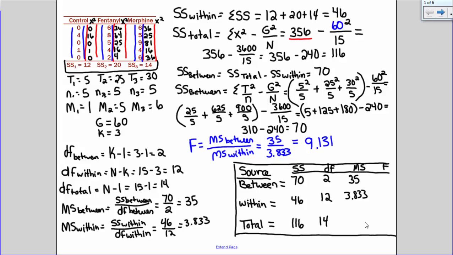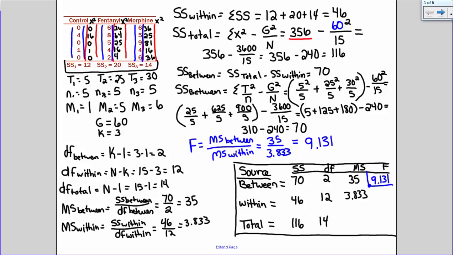So the differences in my dependent variable due to my independent variable are 9.131 times larger than the differences due to chance. 9.131. And that's your final value. That's your F observed, your test statistic for step 3.